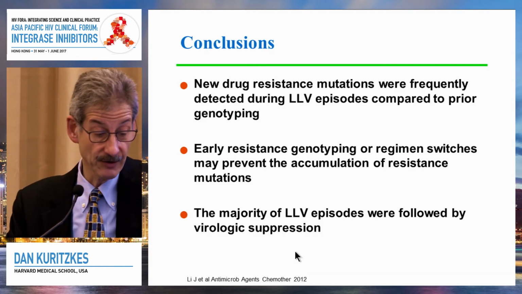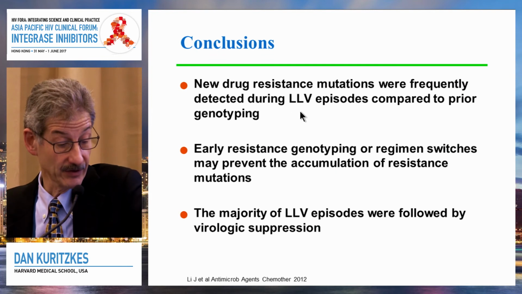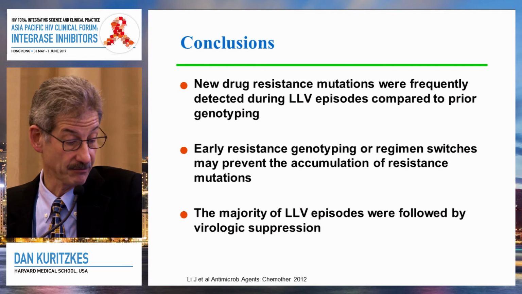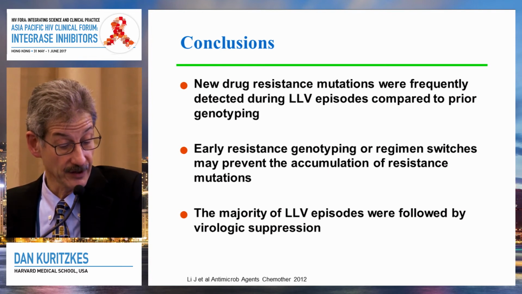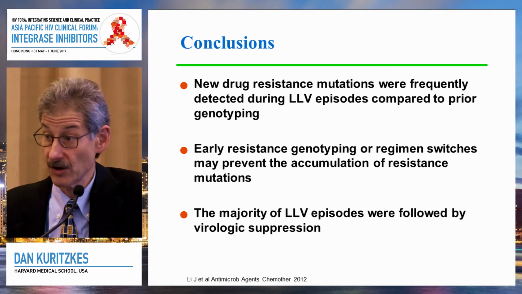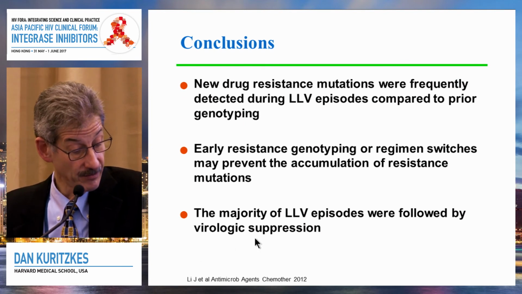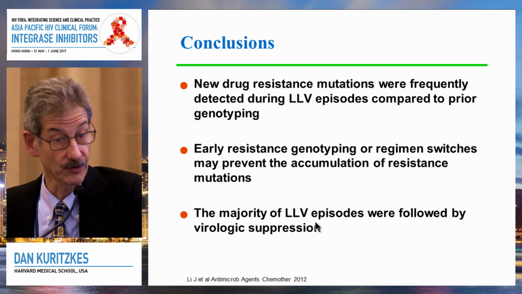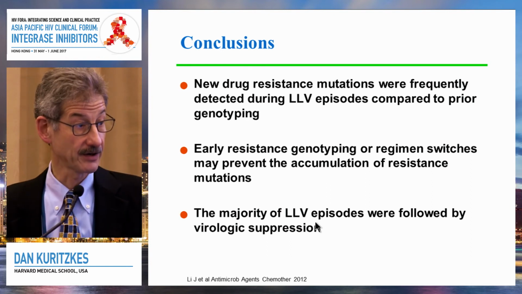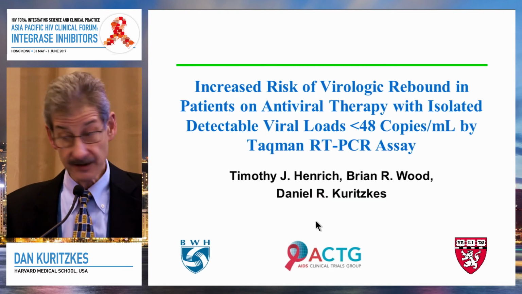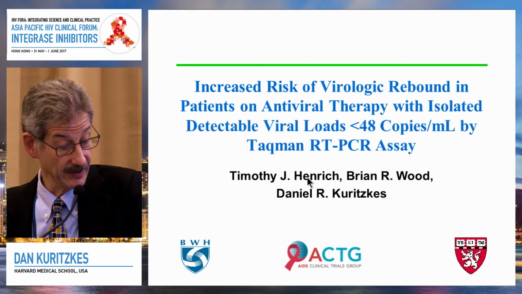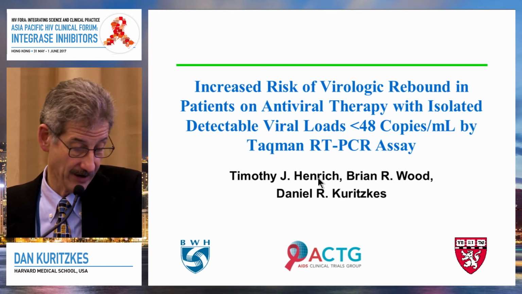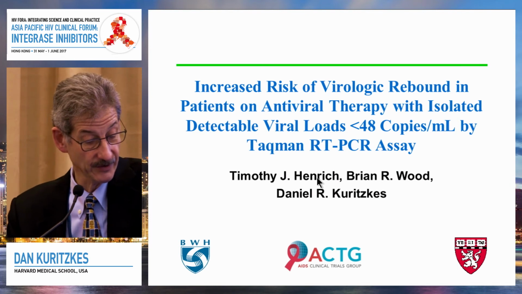So new drug resistance mutations are frequently detected during episodes of low-level viremia compared to historically available genotypes on these patients. Early resistance genotyping or regimen switches might prevent the accumulation of these mutations. And again, as in the other study I presented, the majority of these episodes were in fact followed by a virologic suppression. The last study I'll talk about briefly was a study done by another former trainee and colleague who's now actually at UCSF as an assistant professor, Tim Henrich.